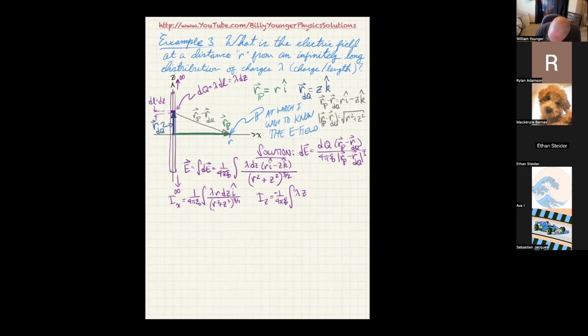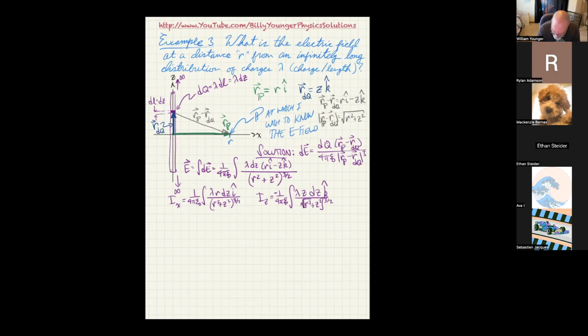And the negative came from the negative that was right here, in case anybody's wondering. Everybody see that negative? And it's going to be that times dz, and then times k hat. And then all of that's going to be the square root of r squared plus z squared, to the 3/2 power. So those are the two integrals we're going to do.